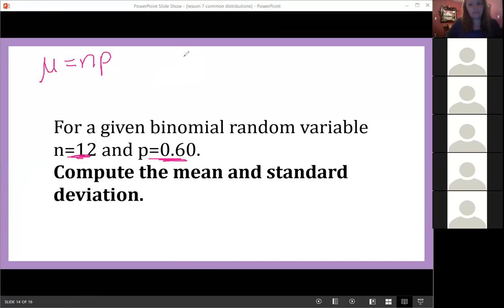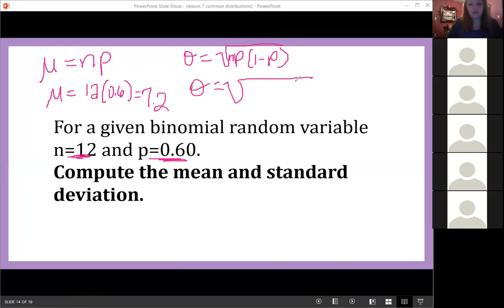And then our standard deviation equation is the square root of n times p times 1 minus p. So our mean is going to be 12 times 0.6, which comes out to be 7.2. And then the standard deviation is the square root of 12 times 0.6 times 1 minus 0.6, which equals 1.697. You guys are geniuses.